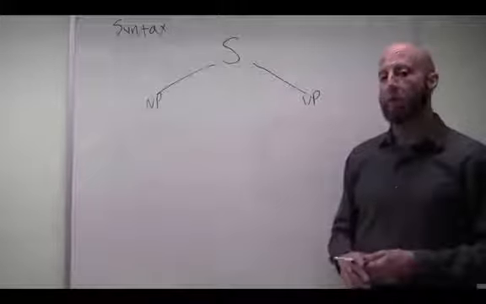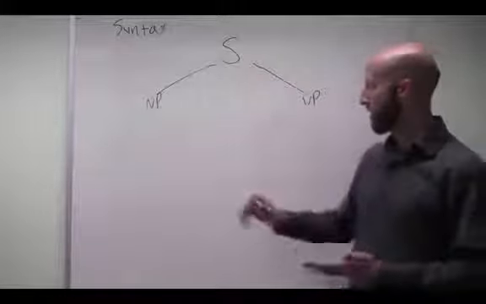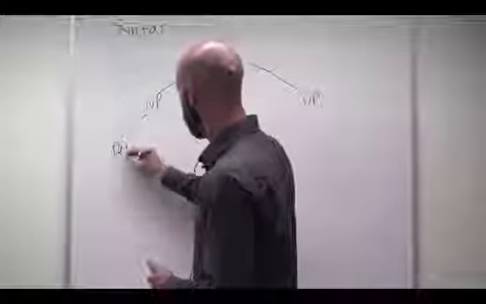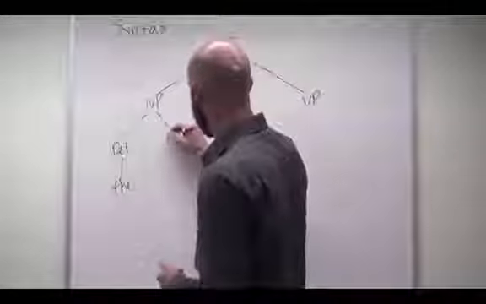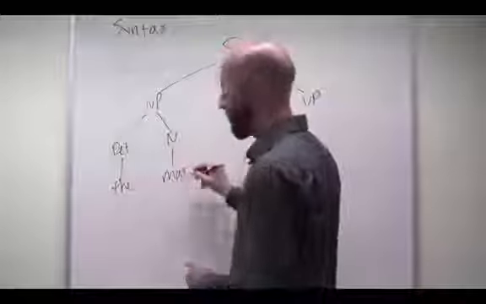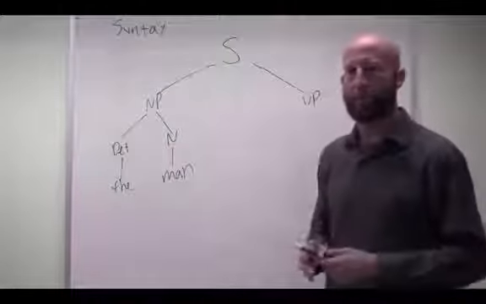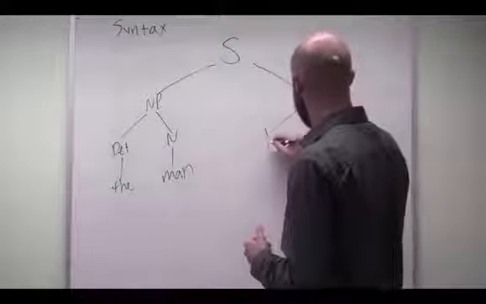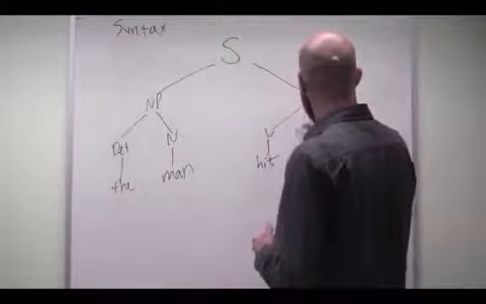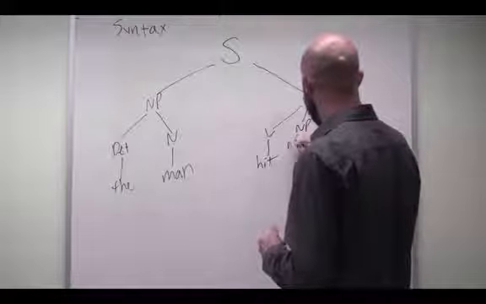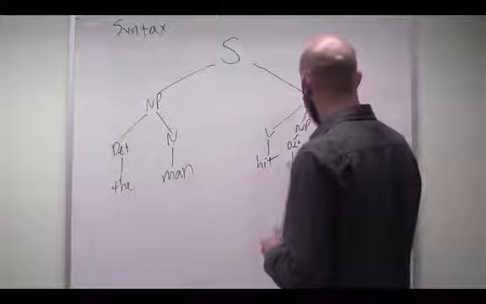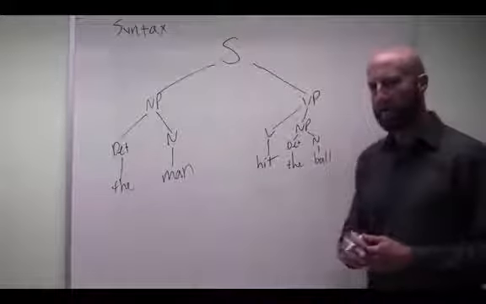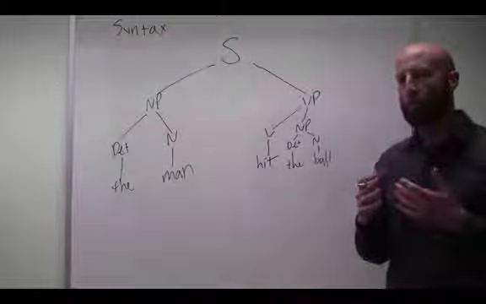The man hit the ball with the bat. Well, all right, so what do we have here? Once again, the determiner, the, and the noun, man. Hit the ball with the bat starts with that verb hit. Everything after it has to be part of the verb phrase. Then we have the noun phrase with the determiner, the, and the noun, ball. But then we have this prepositional phrase, with the bat.